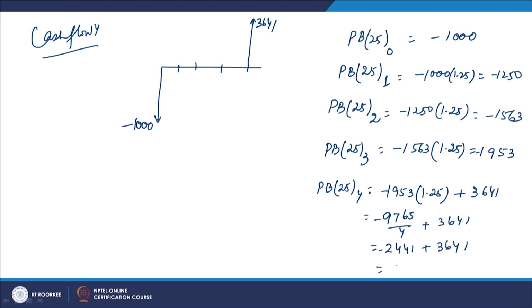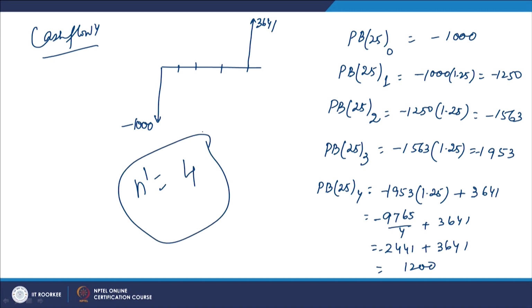So, what you see is that you are getting 1200. In all these cases, ultimately at the end you have 1200 as the project balance at the end of 4 years, but what you see here is that in this case your n prime comes out to be 4. So, n prime basically is going to change. In the first case it was 2 years, in the second and third cases it was 3 years, and in the fourth case it was 4 years, because of this typical type of cash flow transaction.